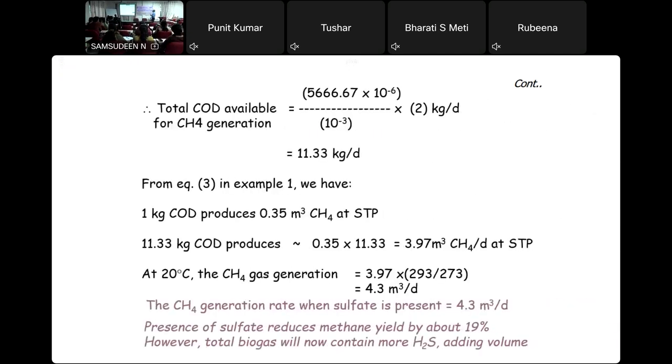If you want to put the problem up again, put the problem up again. Go back a couple more slides.